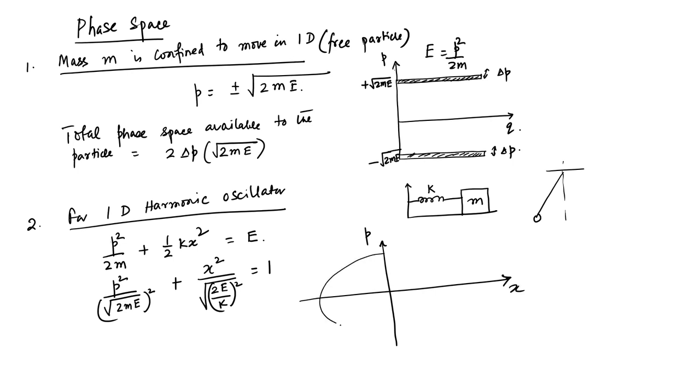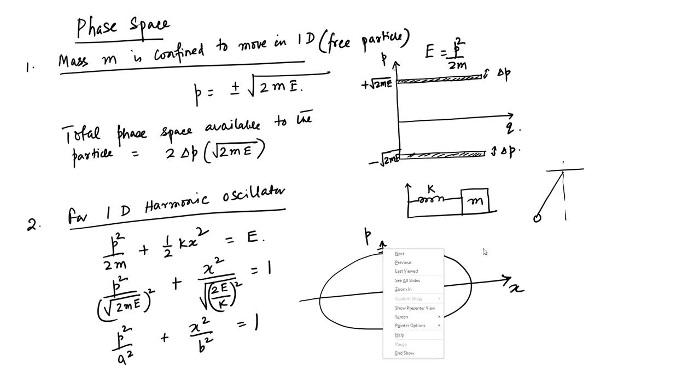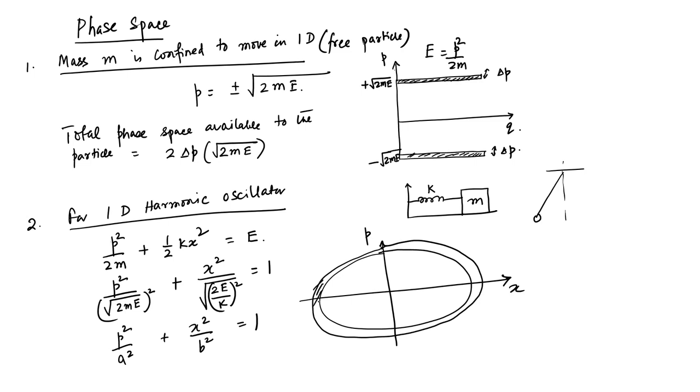It will be an ellipse which has a semi-major axis of root over 2mE. So, this is like p square by a square plus x square by b square, this is equal to 1. So, you have a semi-major axis and a semi-minor axis there. And again, if E is made to vary between some E plus delta E and E minus delta E, we can write it as. So, this is the available phase space for the particle.